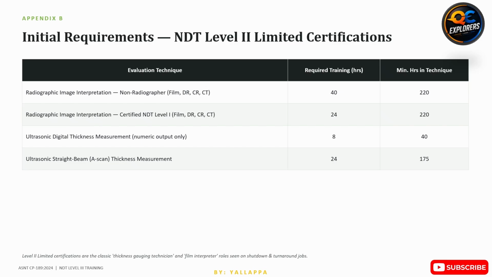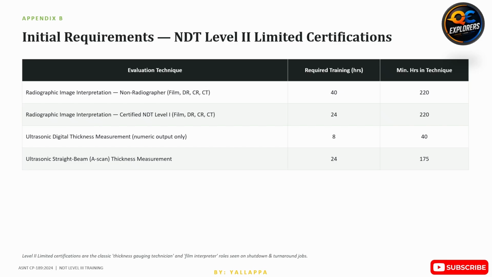A Level II Limited Certification is designed for personnel who perform a very specific inspection task within a limited scope, rather than the full range of activities expected from a conventional Level II inspector. Think of it as a specialist certification instead of a general certification. This approach allows employers to qualify personnel for repetitive, well-defined inspection activities without requiring them to master every application within an NDT method.